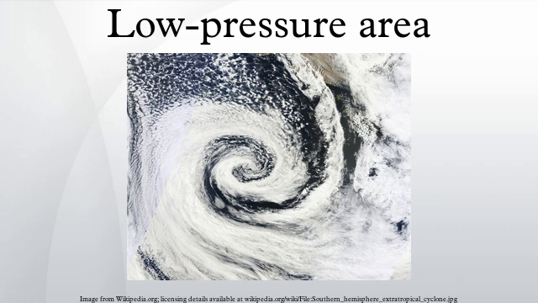A low-pressure area, low or depression, is a region where the atmospheric pressure is lower than that of surrounding locations. Low-pressure systems form under areas of wind divergence which occur in the upper levels of the troposphere. The formation process of a low-pressure area is known as cyclogenesis.